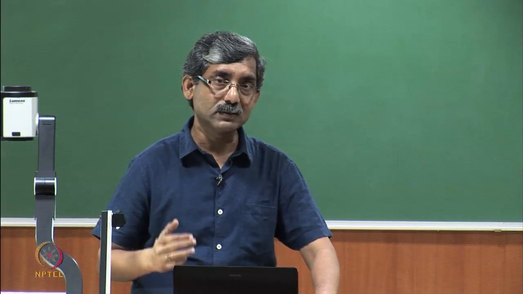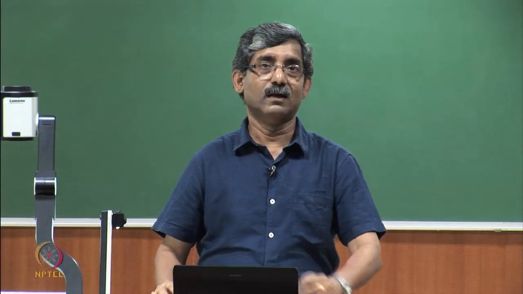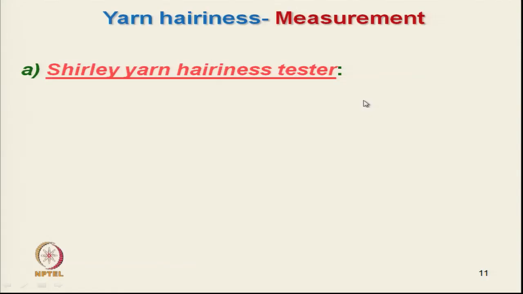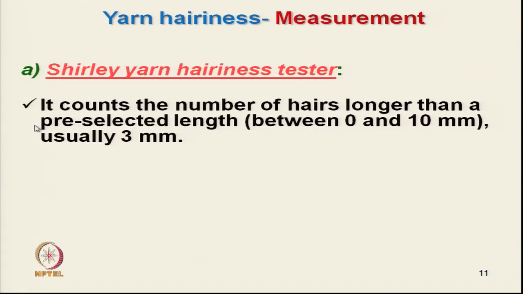Both these methods have their positive points and negative points. These we have discussed in detail in the last class. Now, we will discuss the exact measurement technique. First is the Shirley yarn hairiness tester. Here we count the number of hairs longer than a pre-selected length between 0 to 10 millimeter, and usually it is 3 millimeter.